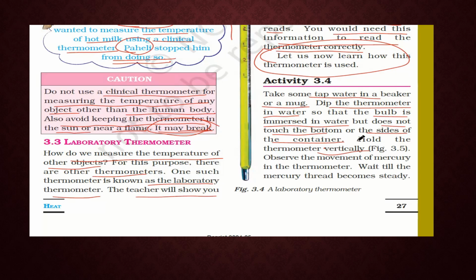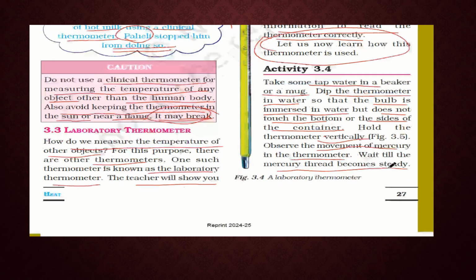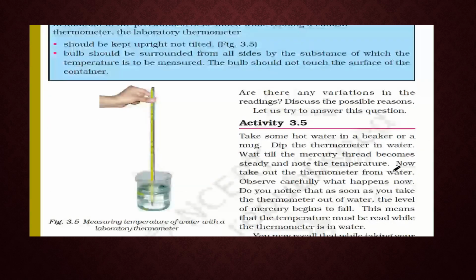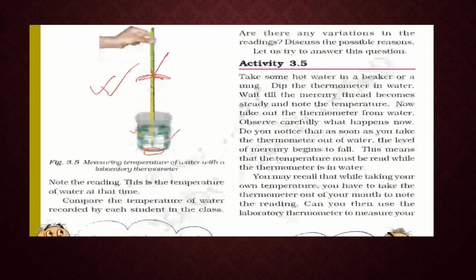Hold the thermometer vertically. Observe the movement of mercury in the thermometer. Wait till the mercury thread becomes steady. See, this is the way you are supposed to hold it: not touching the sides, not touching the bottom, holding it vertically, and waiting until the temperature is static. Now you have to record the temperature, noting it when the thermometer is in water only. I'll tell you the reason afterwards.